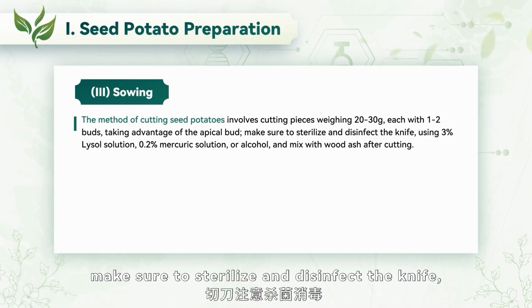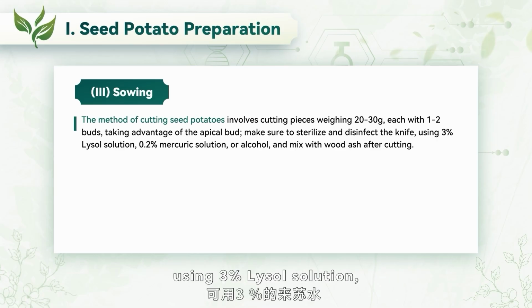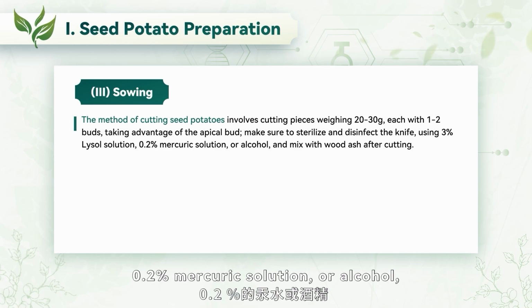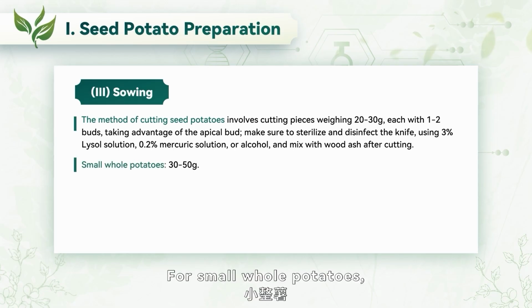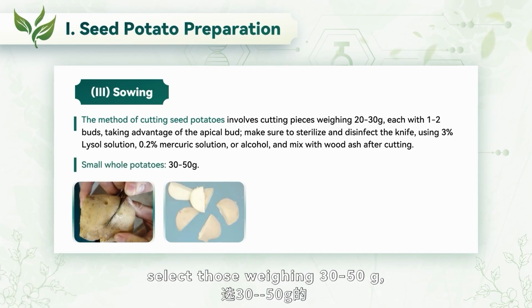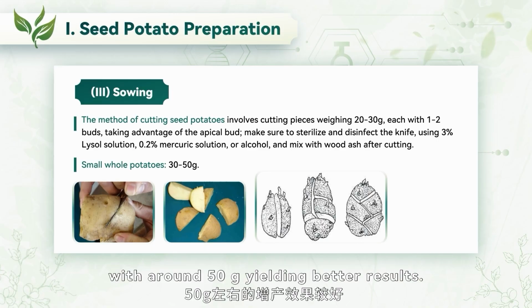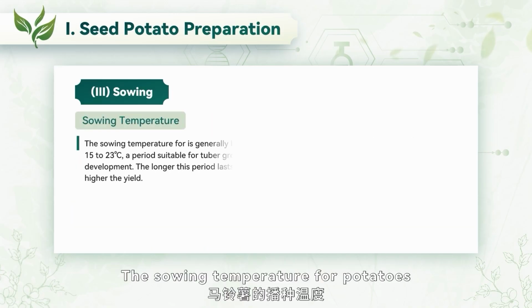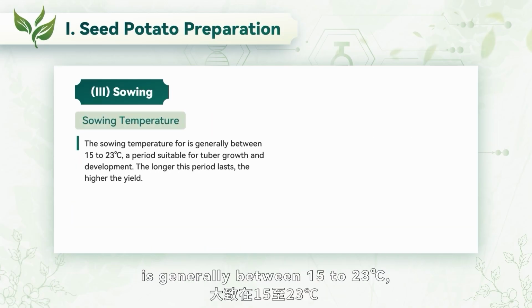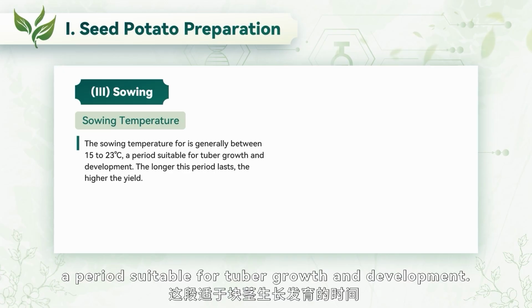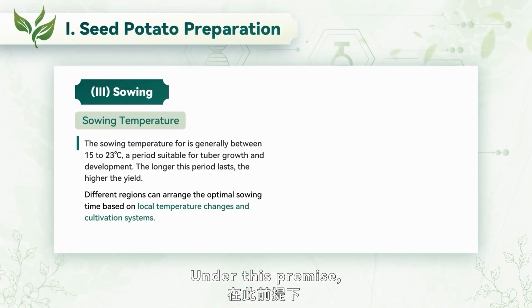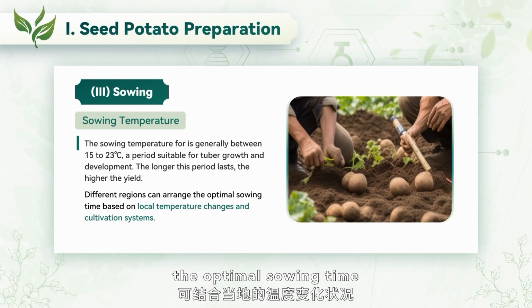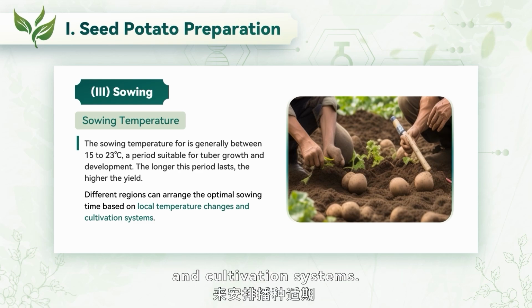Make sure to sterilize and disinfect the knife, using 3% Lysol solution, 0.2% mercuric solution, or alcohol, and mix with wood ash after cutting. For small whole potatoes, select those weighing 30 to 50 grams, with around 50 grams yielding better results. The sowing temperature for potatoes is generally between 15 to 23 degrees Celsius, a period suitable for tuber growth and development. The longer this period lasts, the higher the yield. Under this premise, different regions can arrange the optimal sowing time based on local temperature changes and cultivation systems.